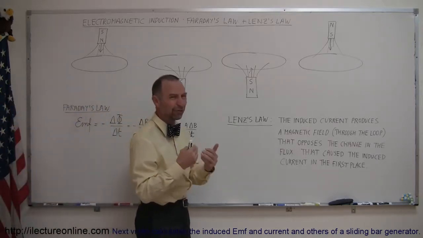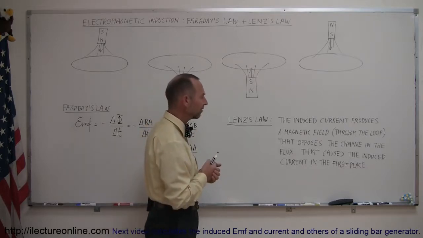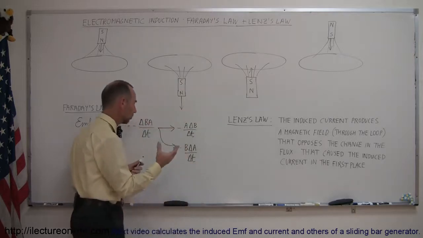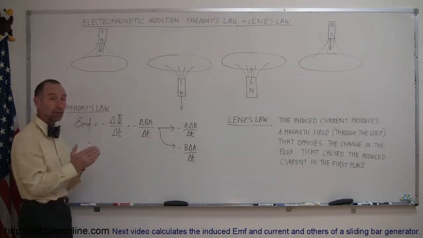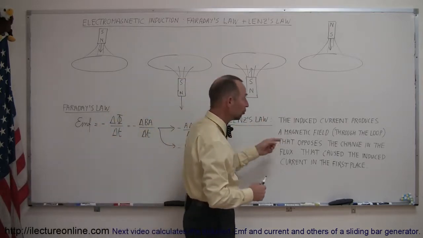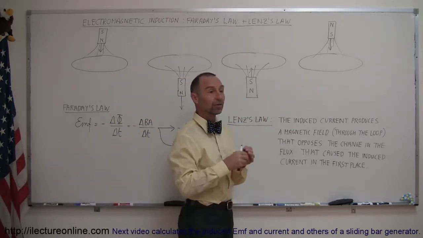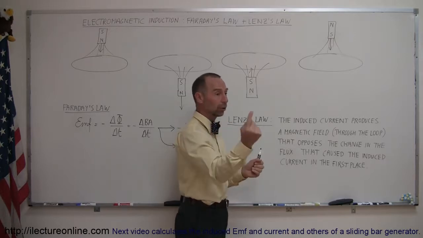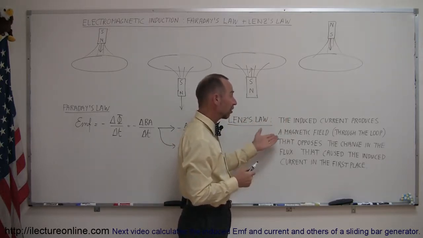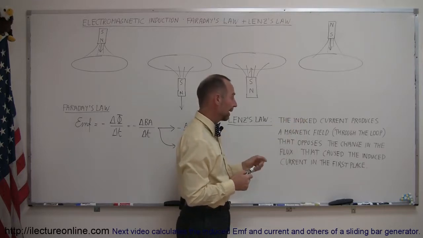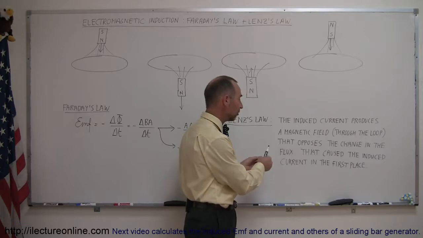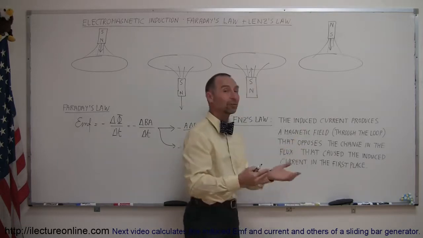Lenz's law, paraphrased a little bit by me, states that the induced current, which is caused by the induced EMF, so an induced EMF will induce a current. So Lenz says the induced current produces a magnetic field of its own, because anytime you have a current going around a loop, there will be a magnetic field through the loop. That magnetic field is caused by this induced current, and that magnetic field opposes the change in the flux that caused the induced current in the first place.